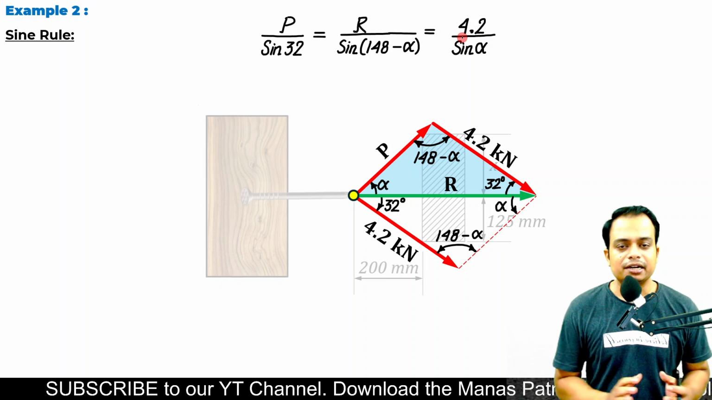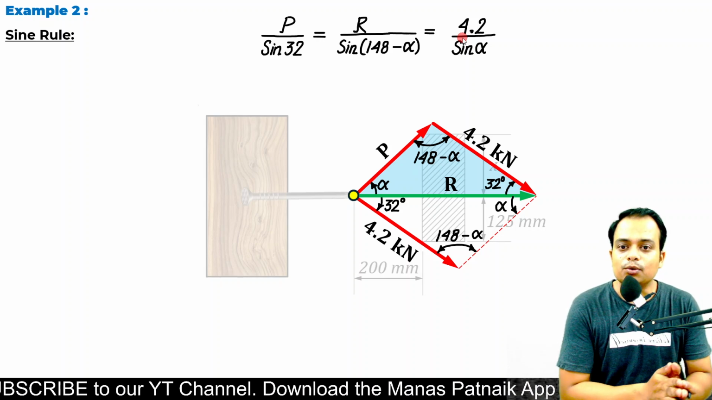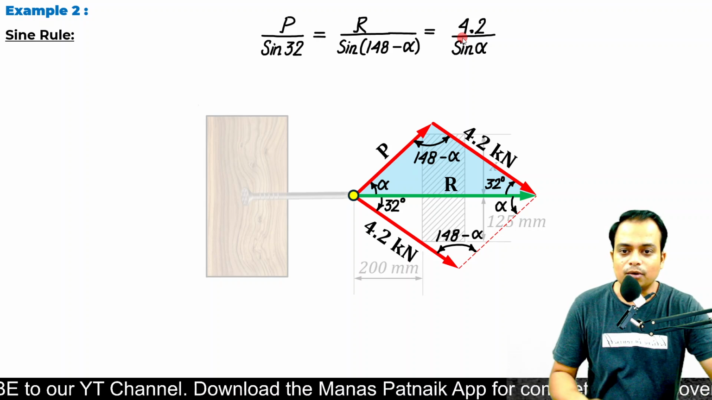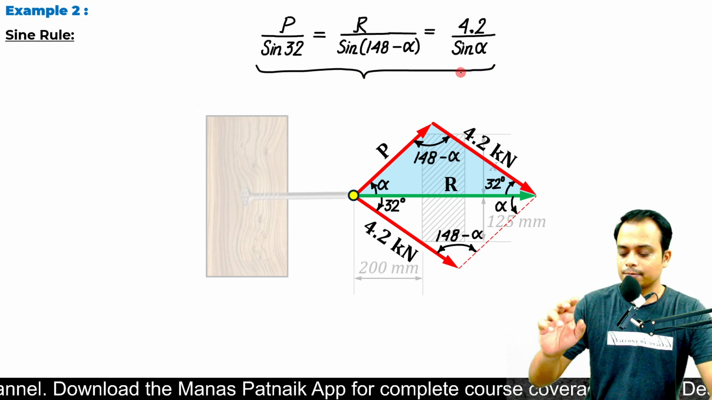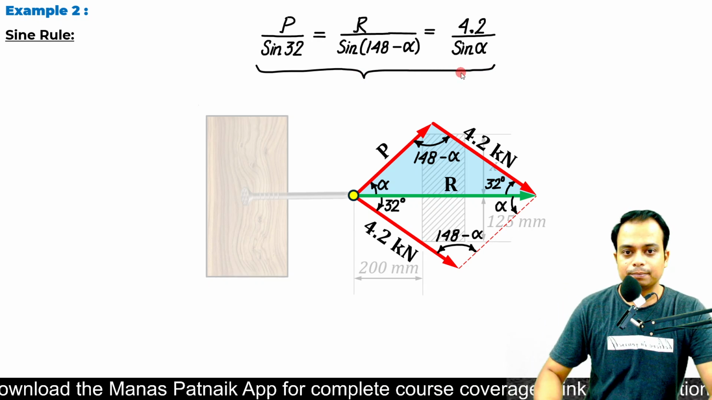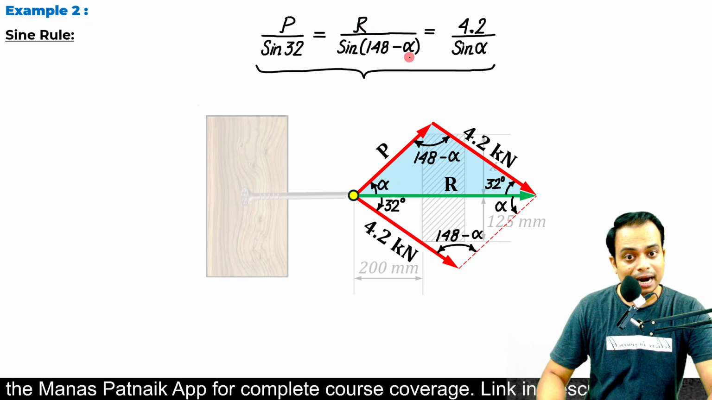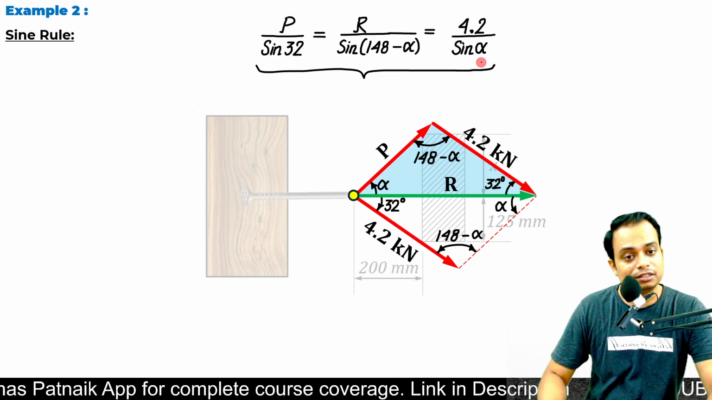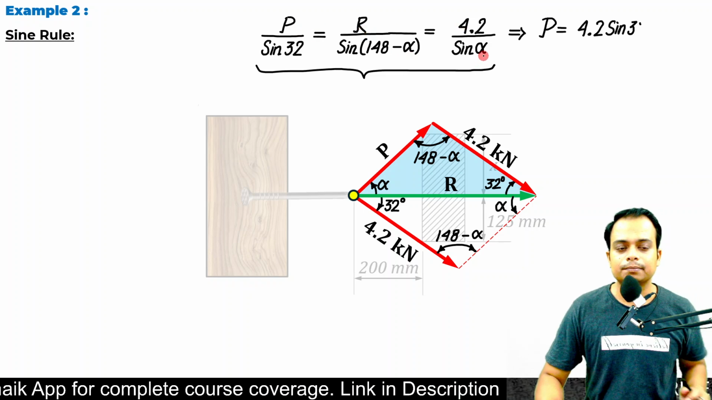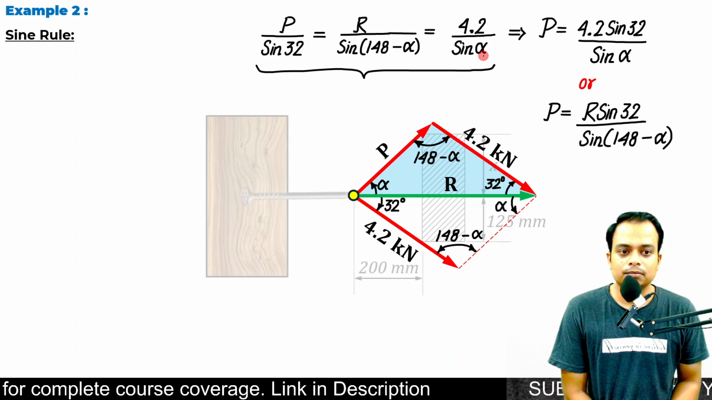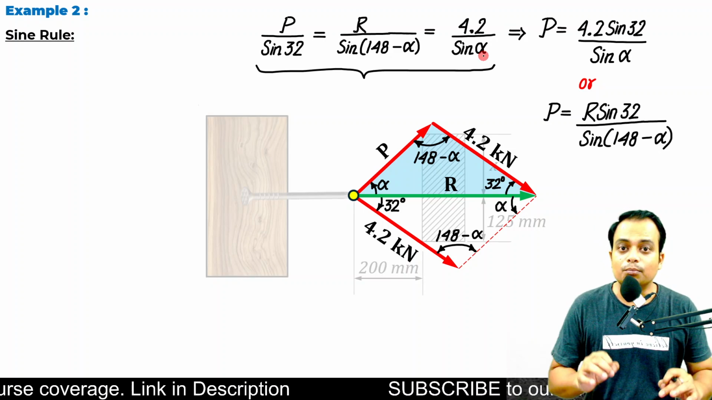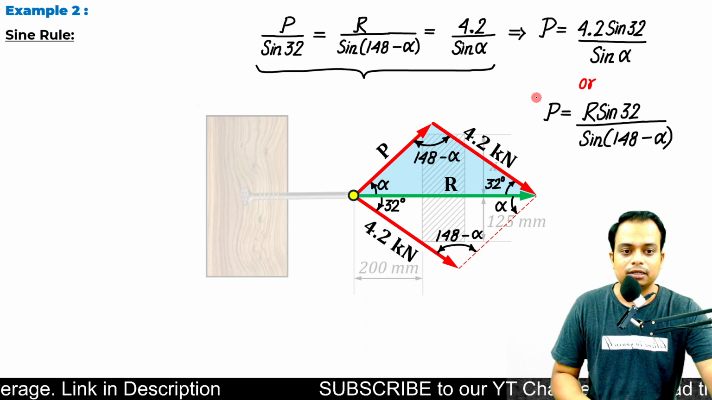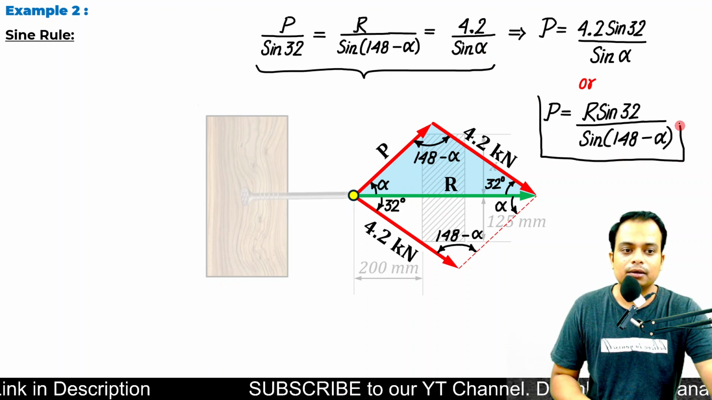We are interested in calculating the minimum value for P. From this equation, we will have two expressions for P. One in terms of R and alpha, and the other in terms of just alpha. Here it is. I've written it down. Now, we are going to play with both the expressions, starting with this one.